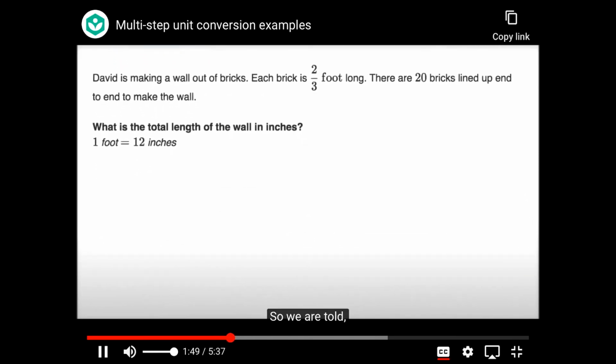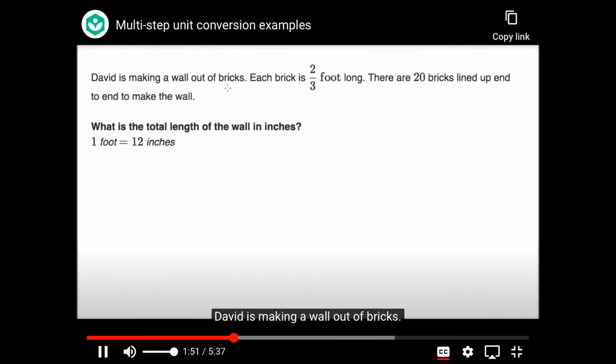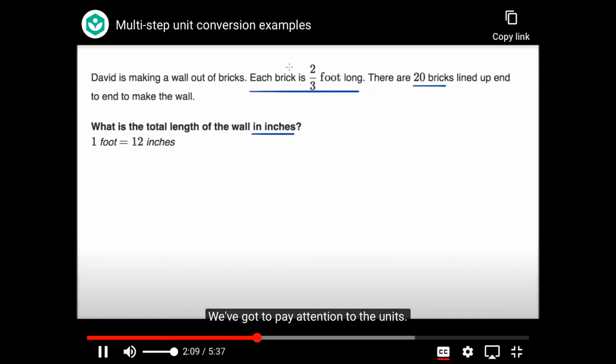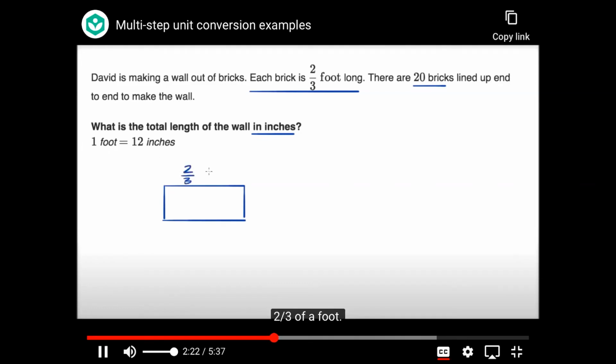So we are told David is making a wall out of bricks. Each brick is 2/3 of a foot long. There are 20 bricks lined up end to end to make the wall. What is the total length of the wall in inches? We gotta pay attention to the units. So they give us the length of each brick in feet. So we know that each brick here, let me draw a brick, the length here is 2/3 of a foot. So what would this length be in inches?